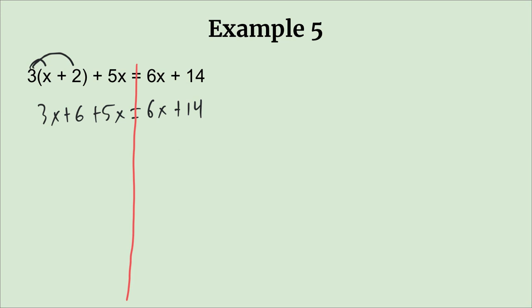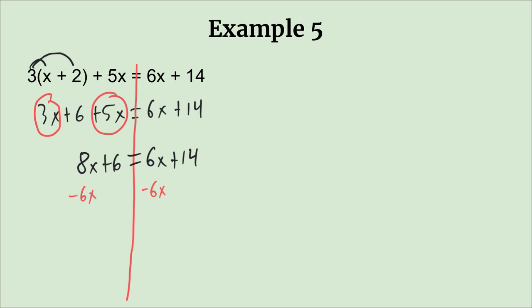Our next step is going to be combine like terms on the left side, so we can add the 3x and the 5x together. So we'll have 8x plus 6 equals 6x plus 14. Subtract 6x from both sides. You get 2x plus 6 equals 14. Subtract 6 from both sides. 2x equals 8. And divide both sides by 2. X equals 4.